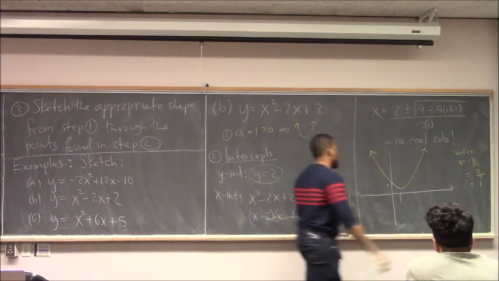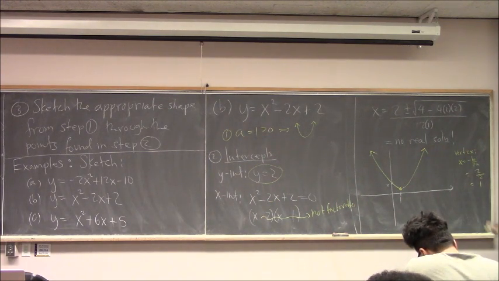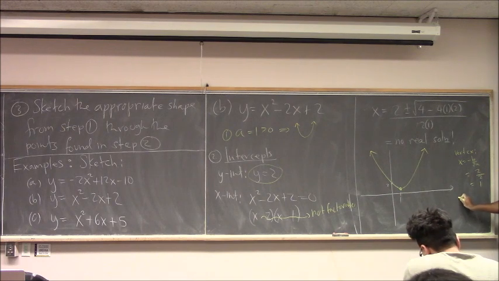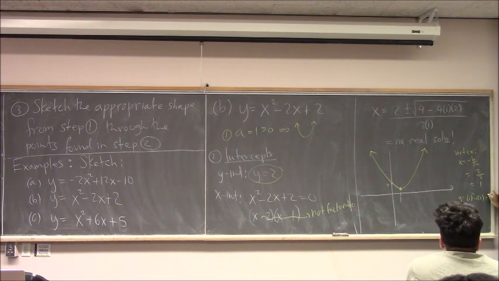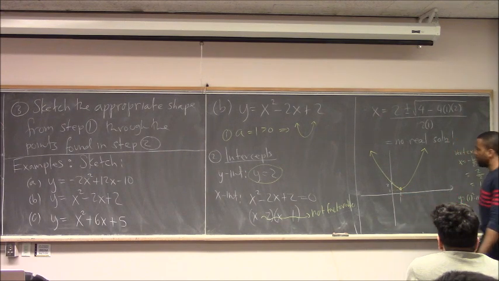Now if I need to find this particular point, I would just plug in 1 into the original. Y would be 1 squared minus 2 times 1 plus 2. And that would be 3 minus 2, that's also 1. So this point here is actually 1 comma 1.